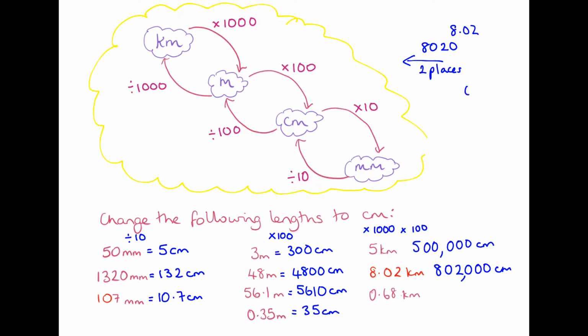And then the last one, 0.68. Moving 1 place would put the 6 in front of the point. 2 places would put the 8 in front of the point. So it'd be 680 for multiplying by 1,000. And then we need to multiply that by 100 as well. So add 2 more zeros. So you've got 680 and 2 more zeros gives you 68,000 centimetres. Okay, so that was changing to centimetres.